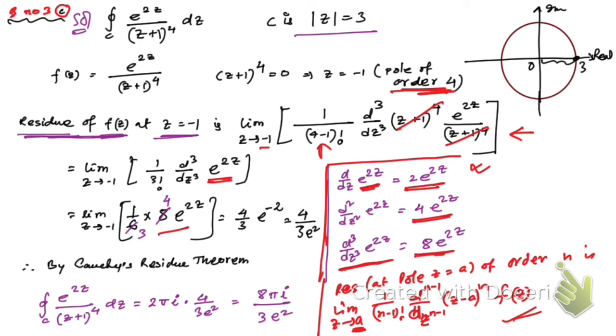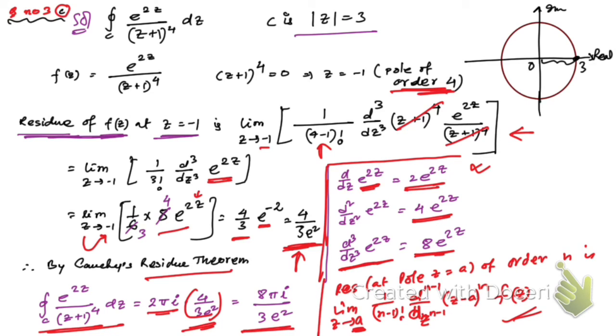Then we have got here 4 by 3 e to the power minus 2, as z tends to minus 1, I have put minus 1, so that's why we have got minus 2. This is the residue I have got. So by Cauchy's residue theorem, this integral must be equal to 2 pi i into the sum of the residues. As we have only one residue here, that should be written here, and doing so we have got this result. Hope you have understood this.